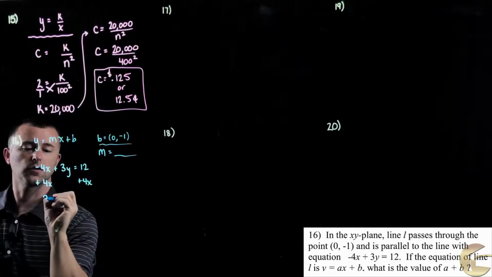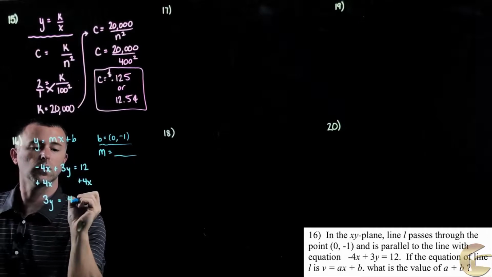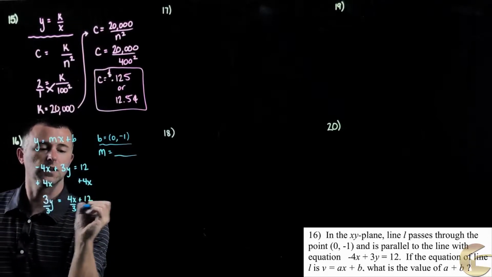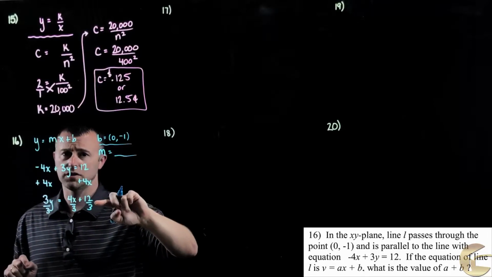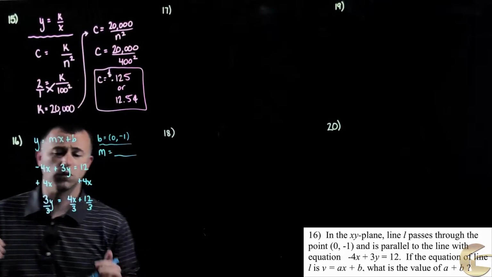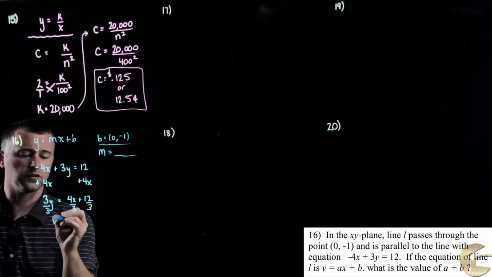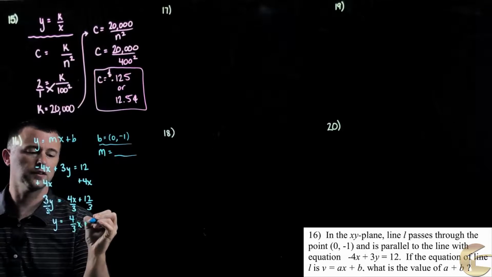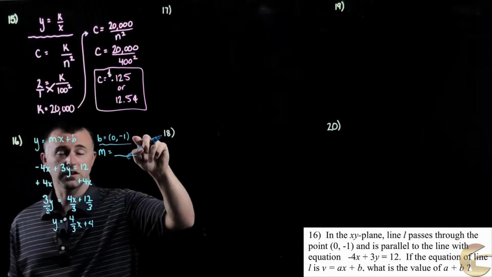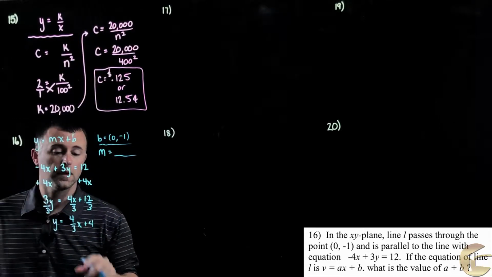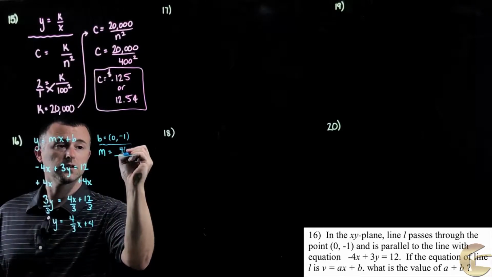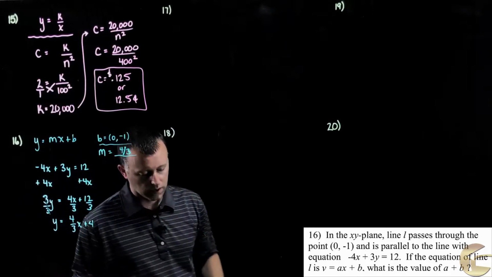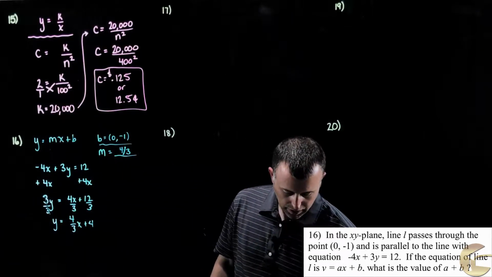That's going to be 3y is equal to 4x plus 12. And then I'm going to divide everything by 3. I don't really care about the intercept number, just the slope. So the slope's going to be 4/3 x. Technically, this is plus 4, which doesn't match the y-intercept, which it shouldn't, since they're parallel. So my slope is going to be 4/3. Again, I have my y-intercept and my slope, so I have my equation.